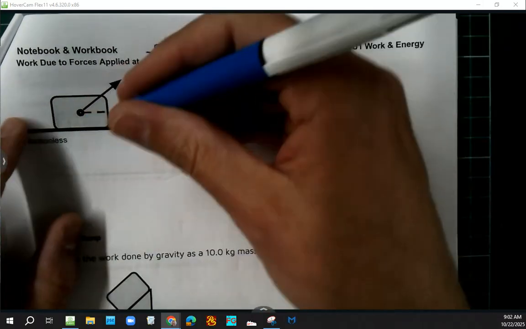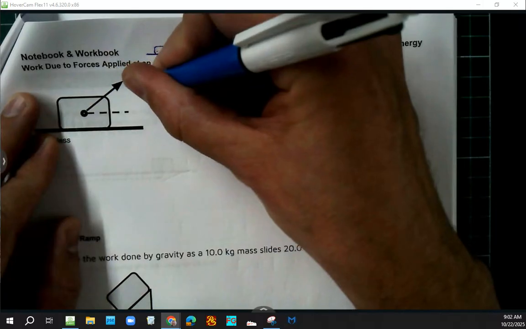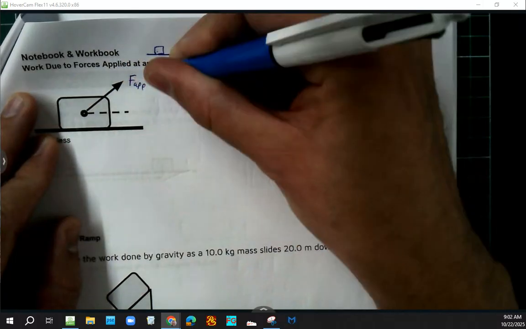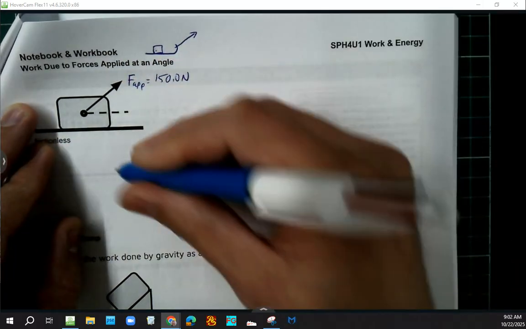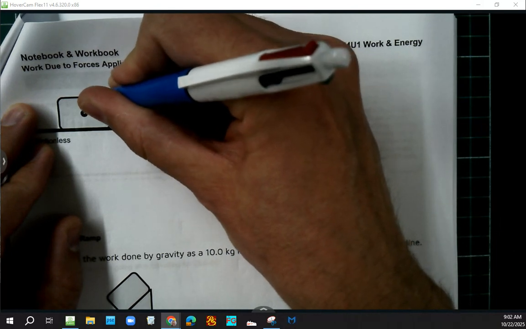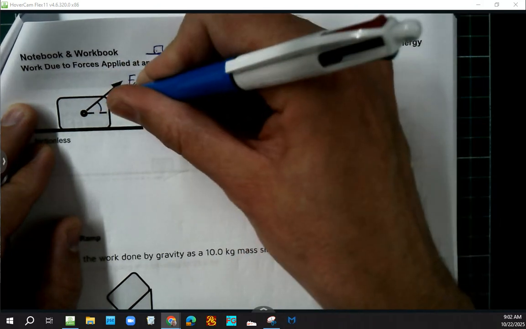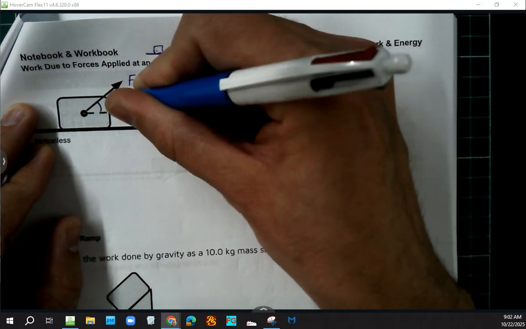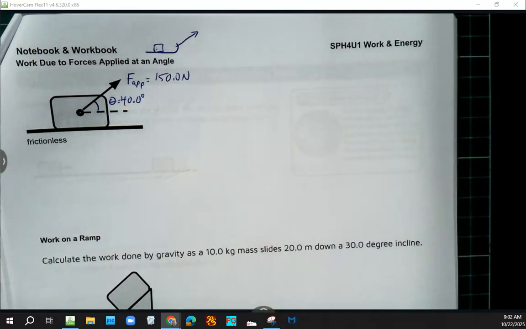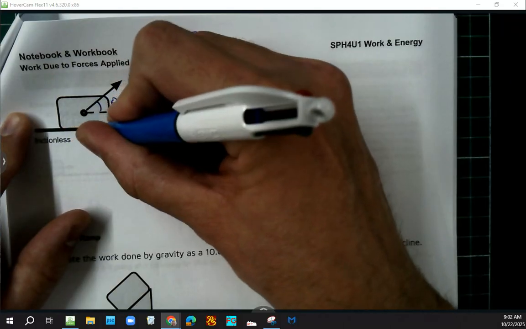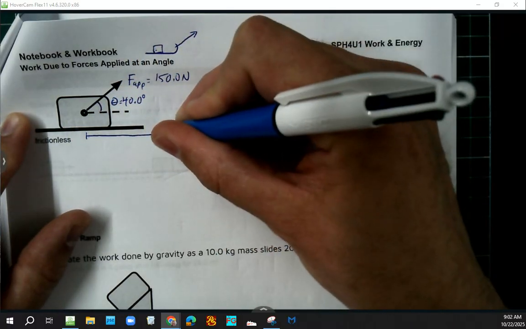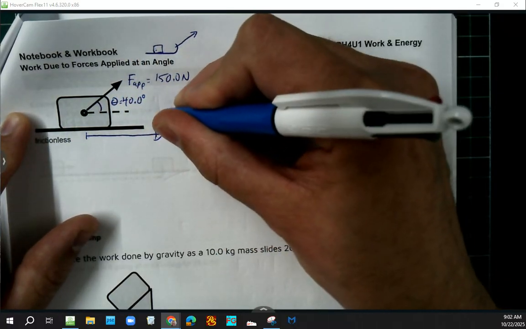We're going to apply a force of 150.0 newtons. Let's say that this kid pulling the sled is operating at an angle of 40.0 degrees above the horizontal. And say that the kid pulls the sled, let's keep the number values round again, at a displacement of 10 meters.